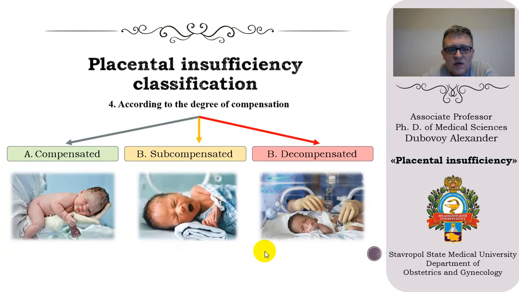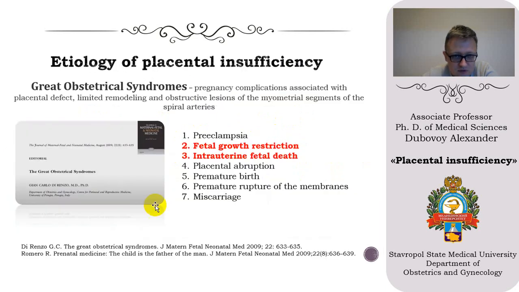The following classification is also widespread in Russia. This classification includes different degrees of compensation of placental insufficiency. It's very important to note that this classification doesn't apply abroad in other countries. According to the degree of compensation, placental insufficiency may be compensated, subcompensated, and decompensated.